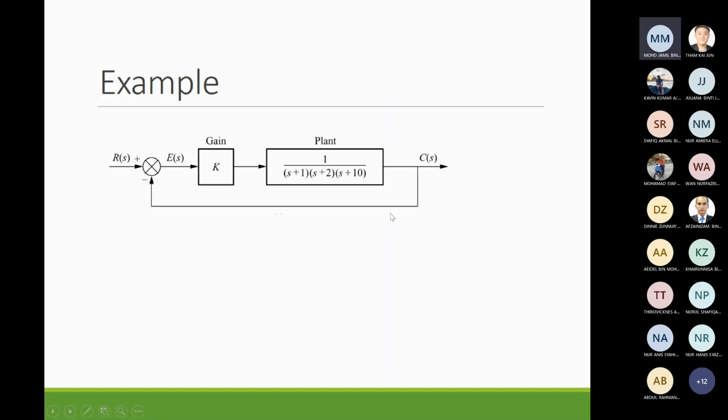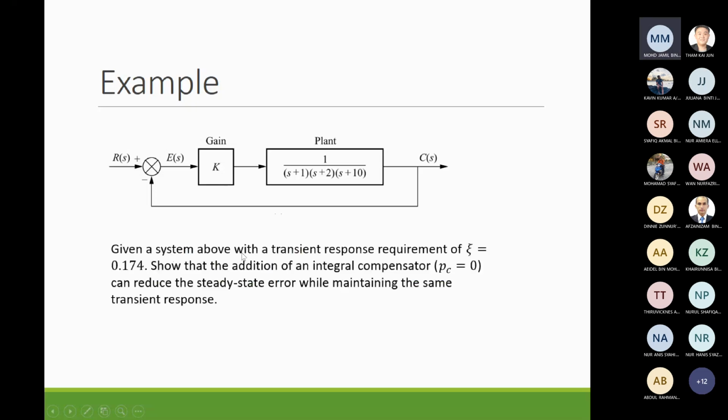Okay, so let's look at an example. Let's say you have this system, gain K times the plant. Given the system above with a transient response requirement of damping ratio equals 0.174, show that the addition of an integral compensator, with PC equals 0, can reduce the steady state error while maintaining the same transient response. So we want to add a compensator to reduce the system's steady state error, but we want to maintain the same transient response, which is the damping ratio equals 0.174.